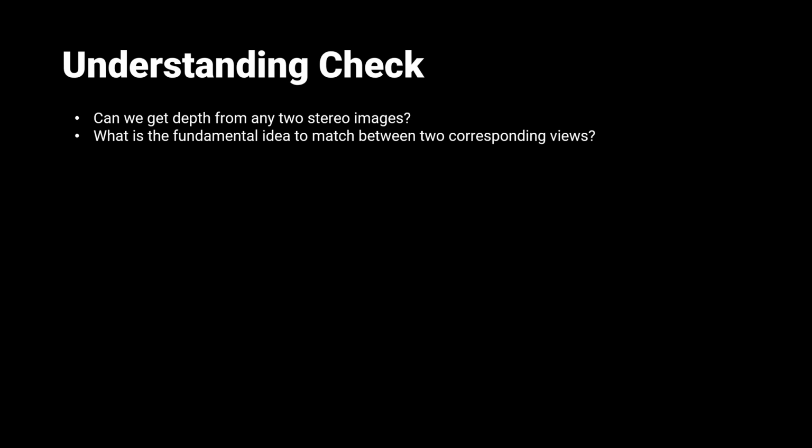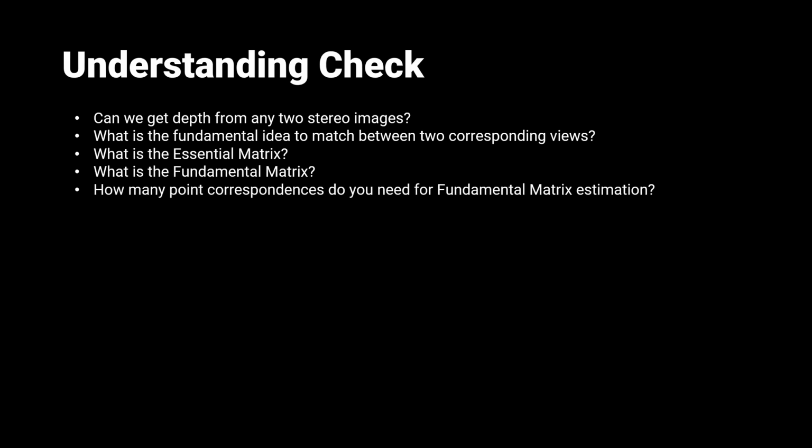Just to quickly recap: can we get depth from any 2 stereo images? What is the fundamental idea to match between 2 corresponding views? What is the essential matrix? What is the fundamental matrix? What's the difference between the two? How many point correspondences do you need for fundamental matrix estimation? How can you utilize the fundamental matrix in deep learning?